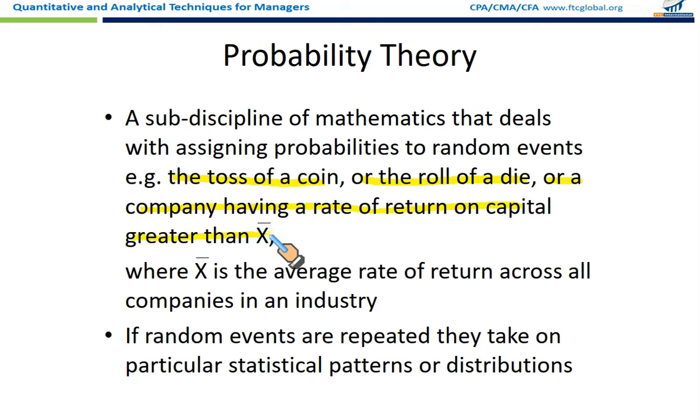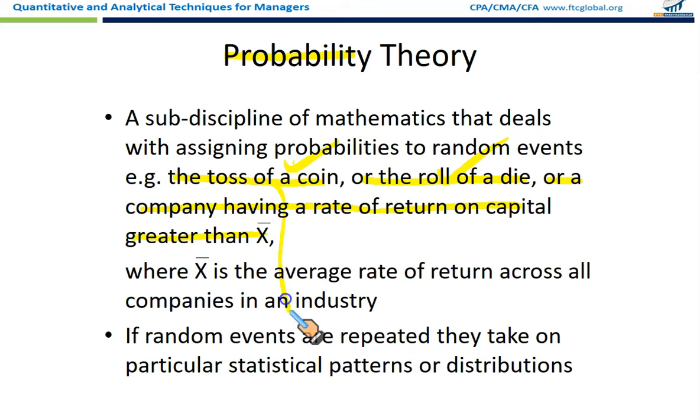So probability is a sub-discipline of mathematics. Probability theory is like the science of maybes. It helps us figure out the chances that something will happen. So it's a part of math that tells us how likely it is that you will get heads when you flip a coin, or you roll a 6 on a die, or how likely it is that the company will make more money than average for its industry.